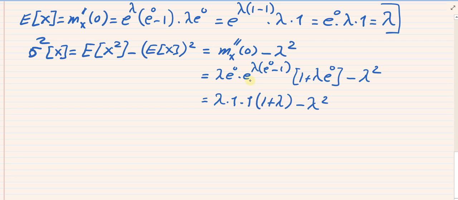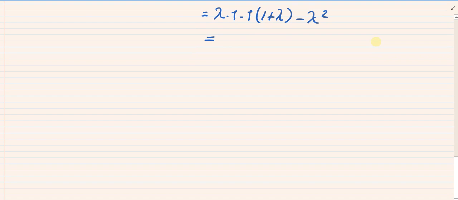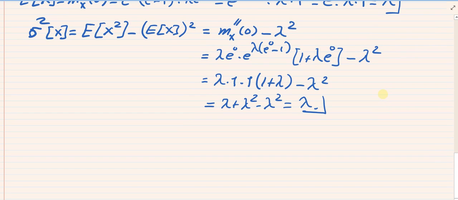Okay. Now if I tidy up this expression, lambda times 1 times 1 times the binomial factor gives me lambda plus lambda squared minus lambda squared, and that's simply lambda. So it turns out the mean and the variance are the same for the Poisson distribution. And there you go. So if you have the moment generating function, this is pretty simple.